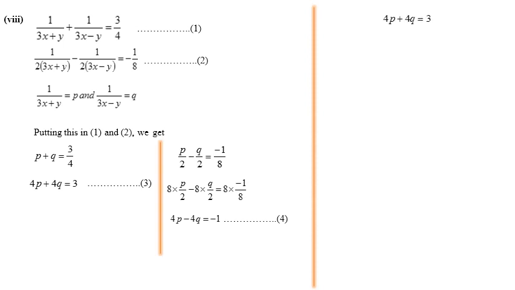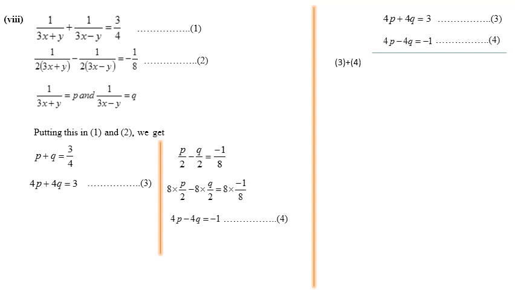Now rewrite these equations again, that is 4p plus 4q is equal to 3, that is equation number 3, and 4p minus 4q, that is equal to minus 1, label it as equation number 4. Just I am rewriting these two equations. Then we have to go for solving.